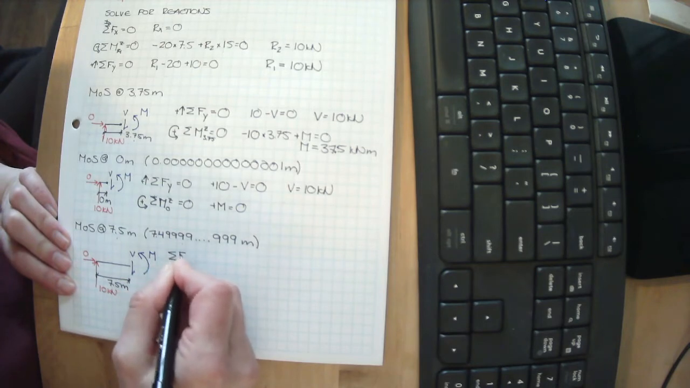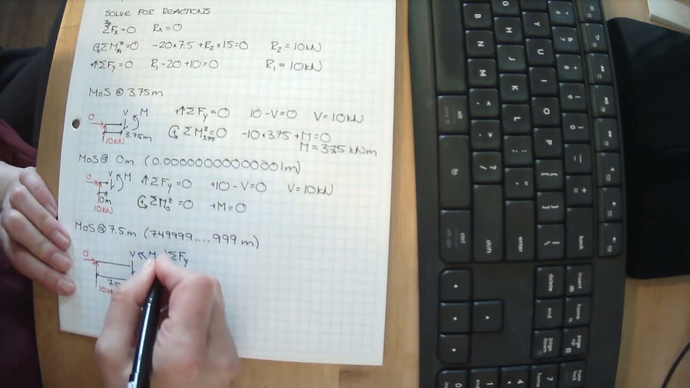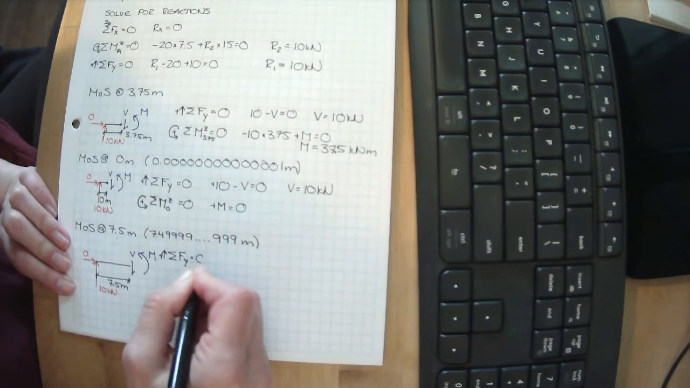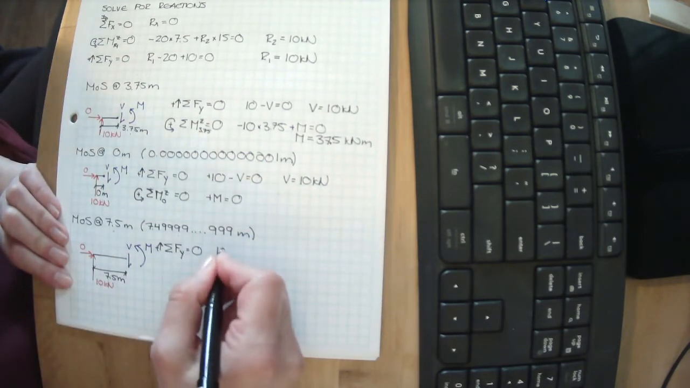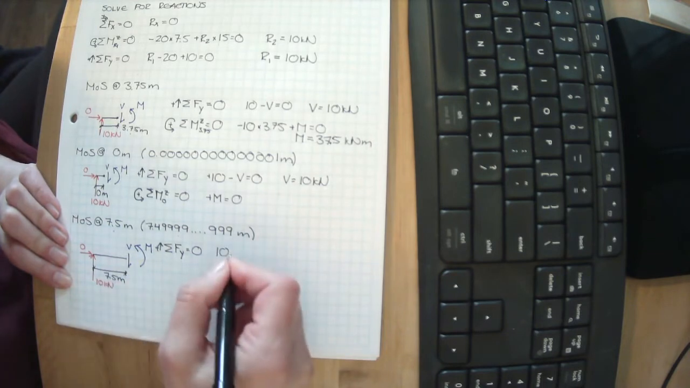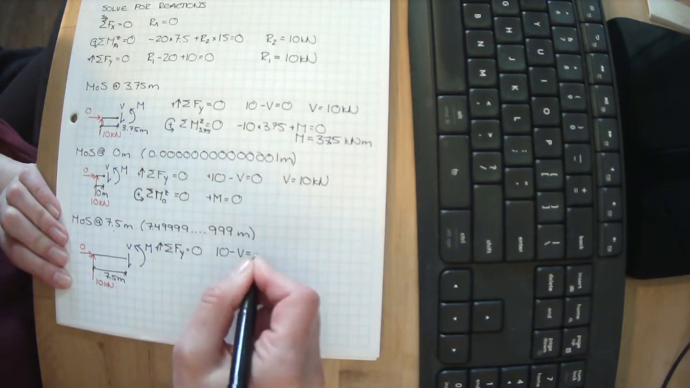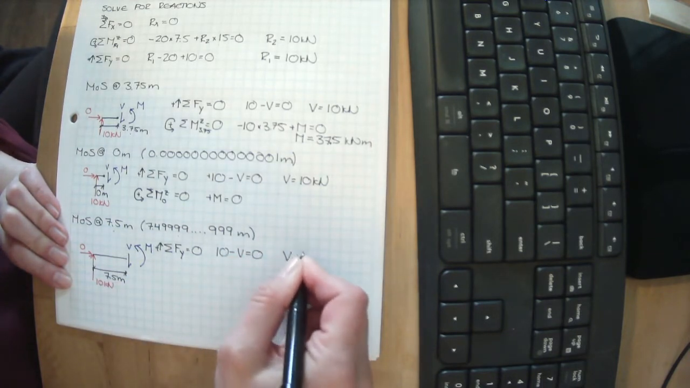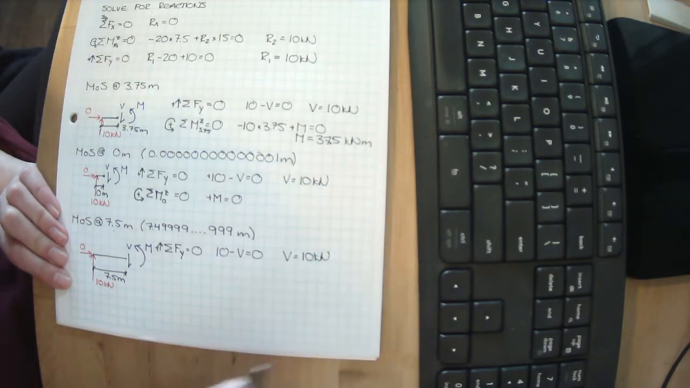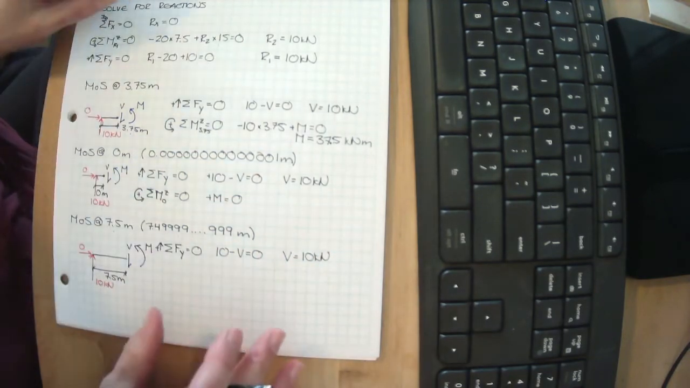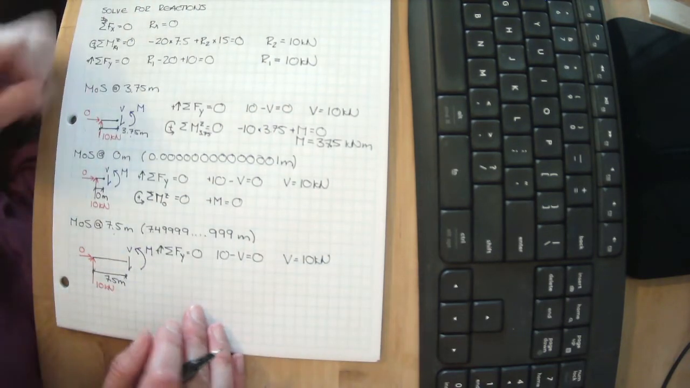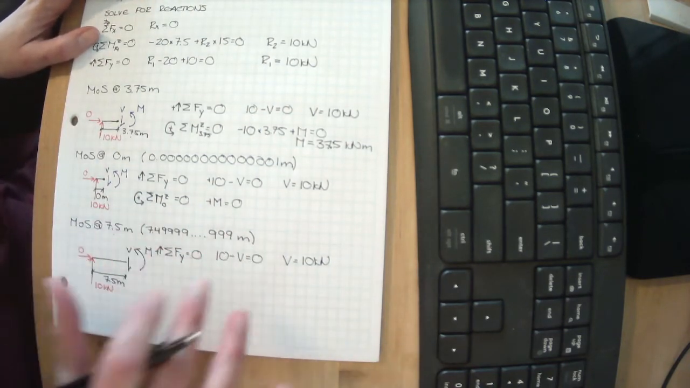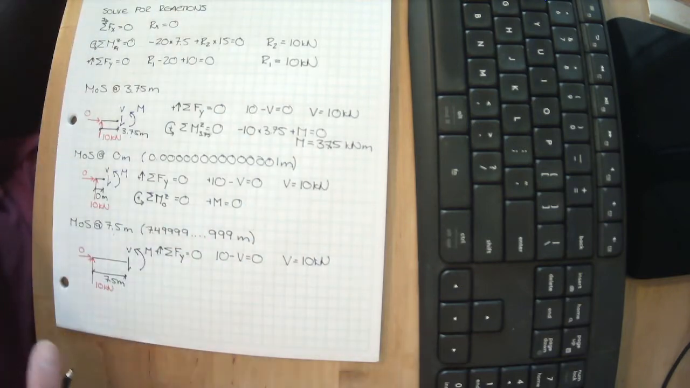Let's sum our forces in the y direction with everything upwards being positive. Okay, we've got 10 kilonewtons upwards minus V equals 0. V equals 10 kilonewtons. See, I said in some ways this math is a lot easier. Don't worry, I'm gonna make it harder. But I want you to see the rhythm that we're going through here.